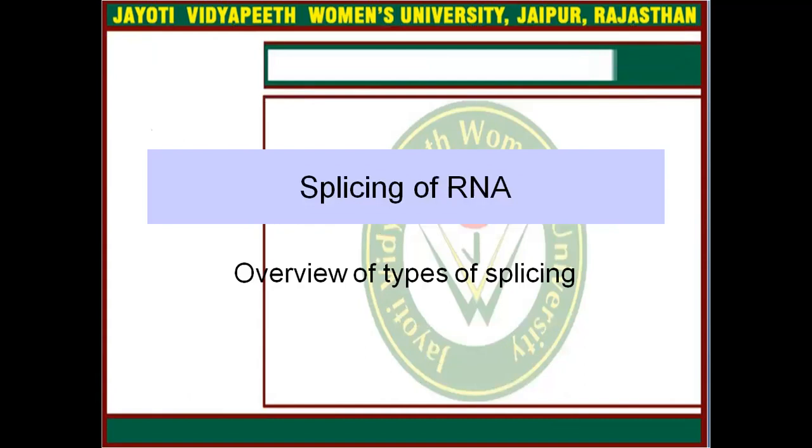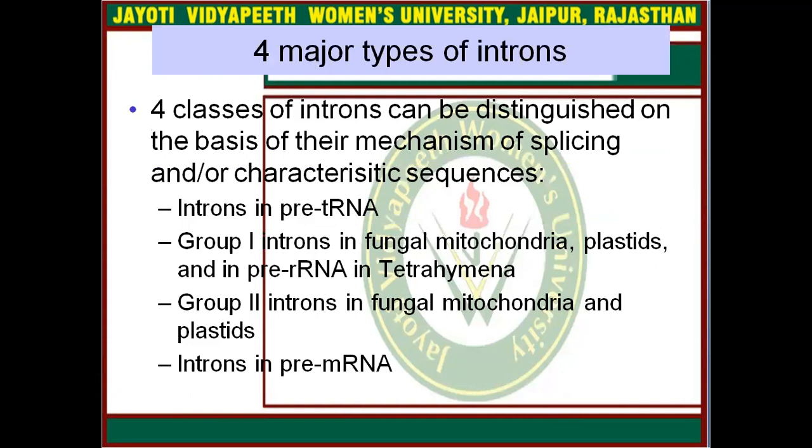The third one is splicing of RNA. Overview of the types of splicing we will discuss here. Four major types of introns are involved. Four classes of introns can be distinguished on the basis of their mechanism of splicing and or characteristic sequences. First is introns in pre-tRNA, then group 1 introns in fungal mitochondria, plastids, and in pre-rRNA in Tetrahymena, then group 2 introns in fungal mitochondria and plastids, and introns in pre-messenger RNA.